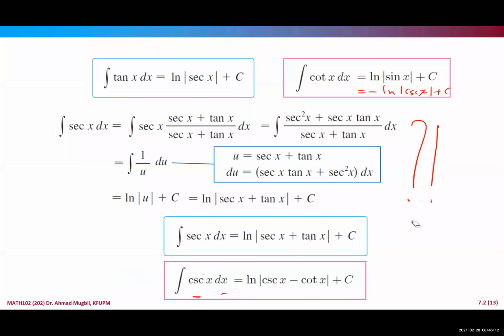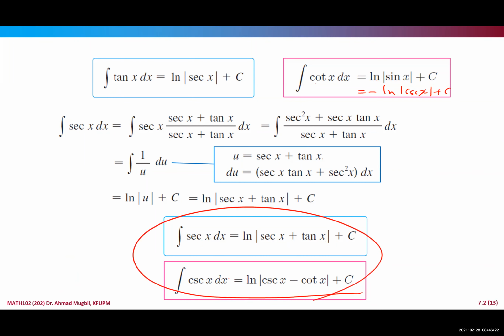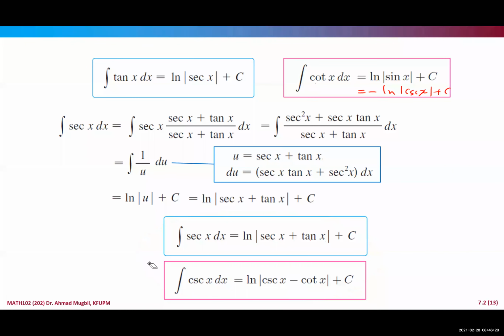Try to apply the same idea, and you will also get the integral of cosecant x dx, which will be ln of cosecant minus cotan x. Also now update your table of integration by adding these two integrals. Why I mentioned them here, because we should mention this early, by the way. I think I should mention it in 5.5, but it's okay.